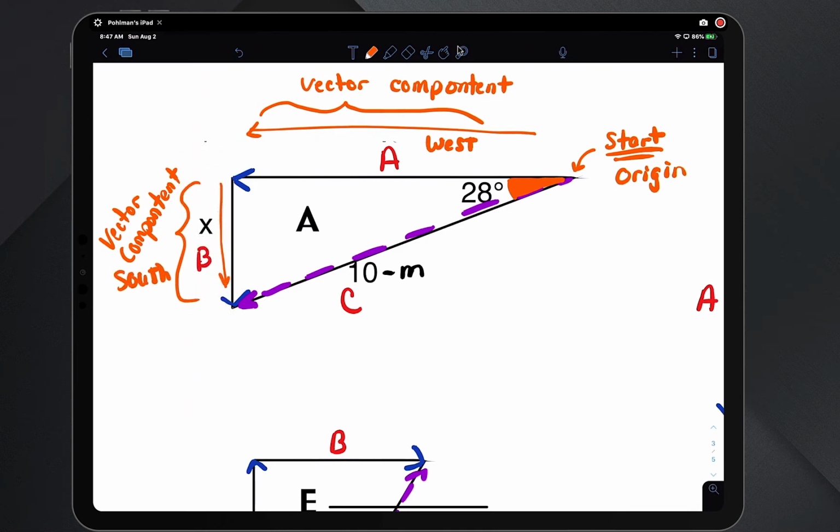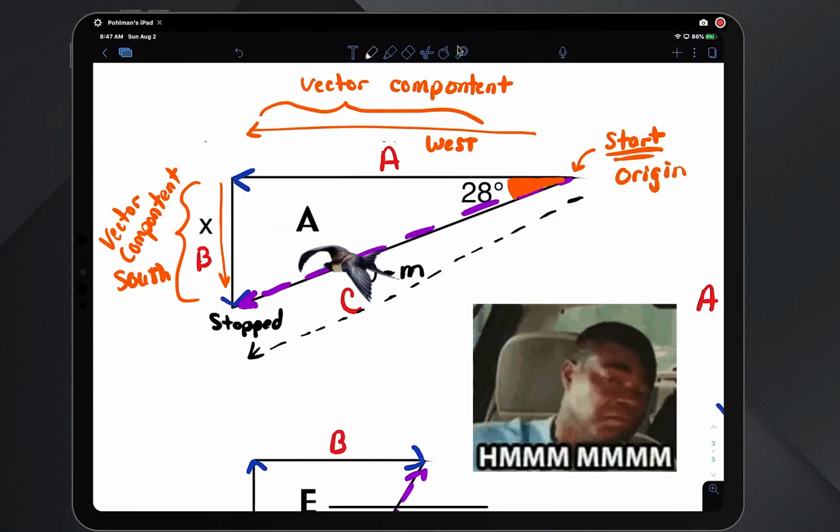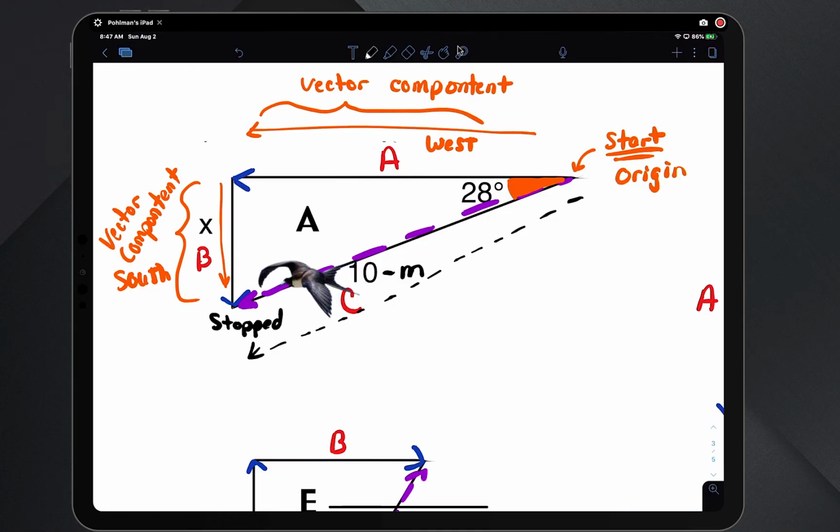Now, if you were a bird flying from that point of origin to where they stopped, what would be a straight line path? Well, we would do this dashed line right here. Now this dashed line, that's not the actual path that the person followed, right? We're just saying that if we were to draw a straight line from where we started to where we ended up, that's what that particular dashed line would represent. Now the correct term for this is called a resultant.